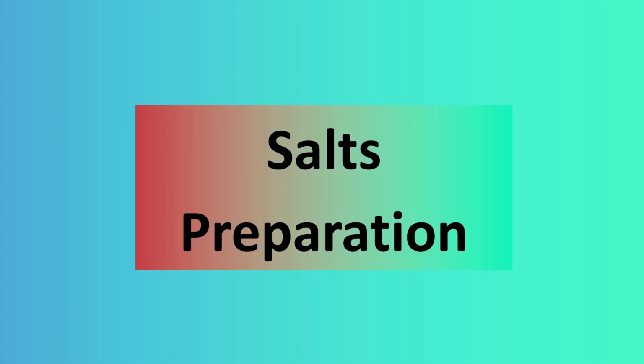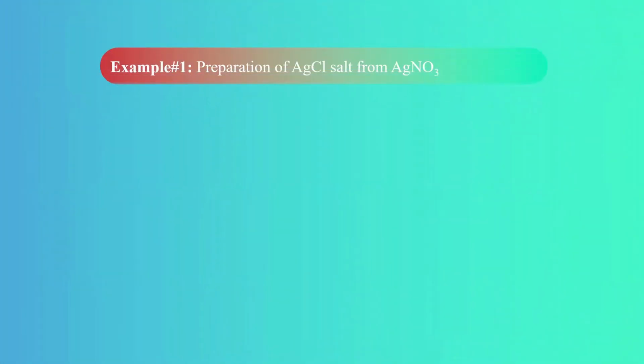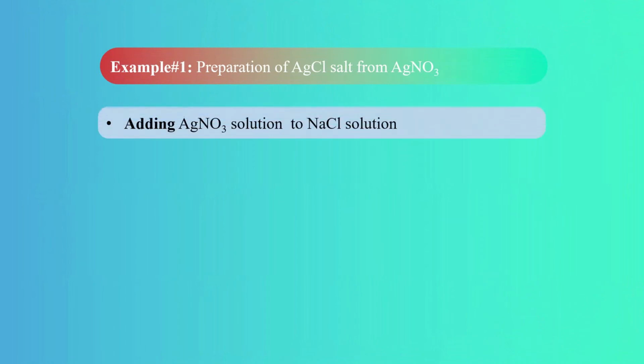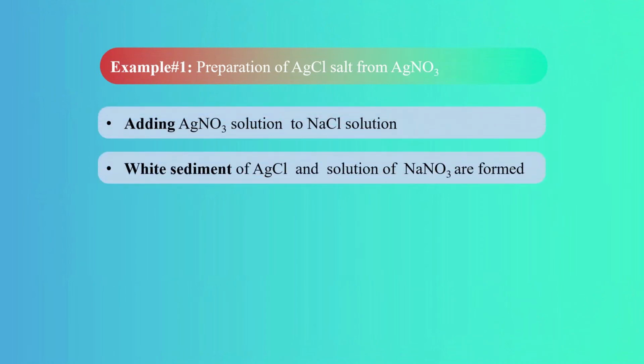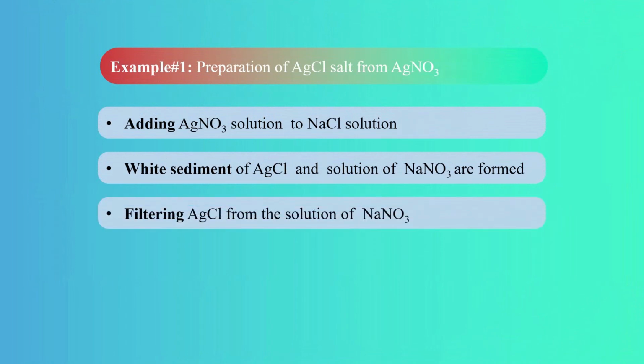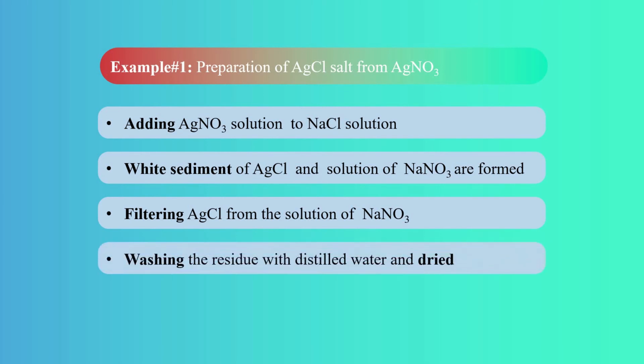Salt preparation. Example 1. Preparation of silver chloride salt from silver nitrate. Silver chloride salt is insoluble. Adding silver nitrate solution to sodium chloride, a white sediment of silver chloride is formed, along with a solution of sodium nitrate. Filter the silver chloride from the solution, then wash the residue with distilled water and dry it. This way we can prepare silver chloride salt from silver nitrate.